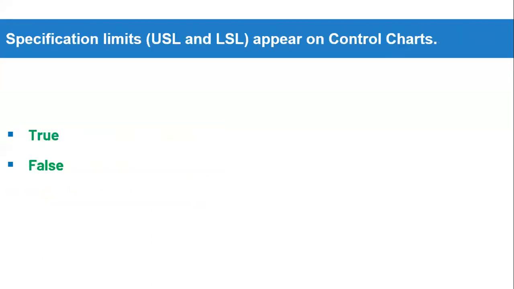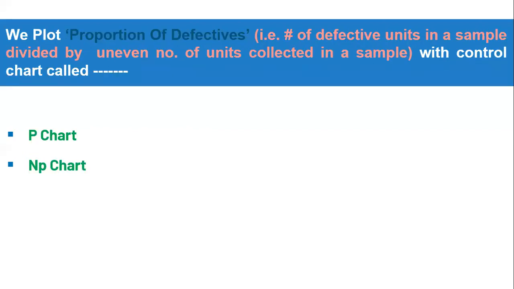Next question. Specification limits, that is USL and LSL, appear on control charts. True or false? And the answer is false. There are no specification limits on a control chart. We will always have control limits, and control limits and specification limits are different. They are not the same. So, do specification limits appear on control charts? It's a false statement.